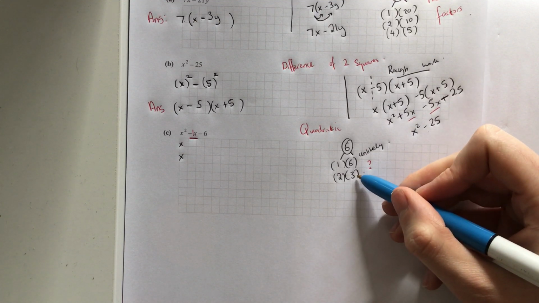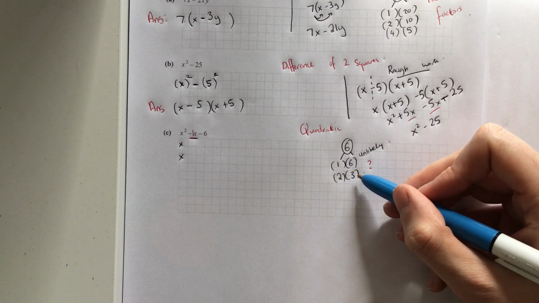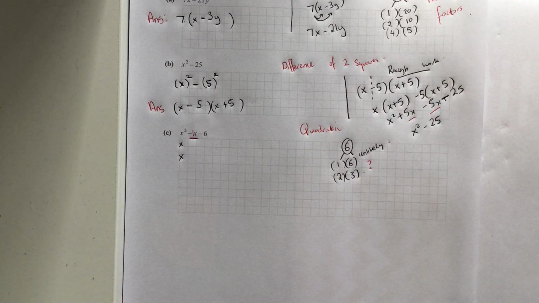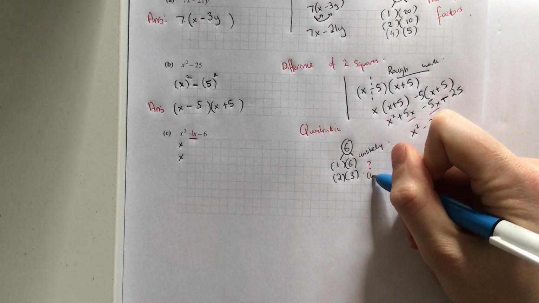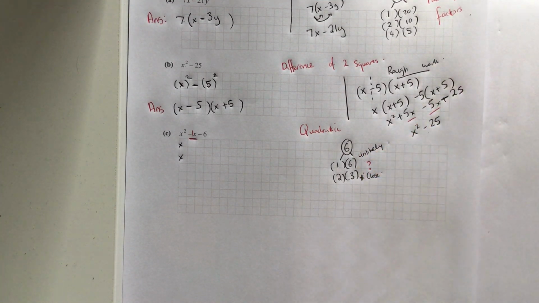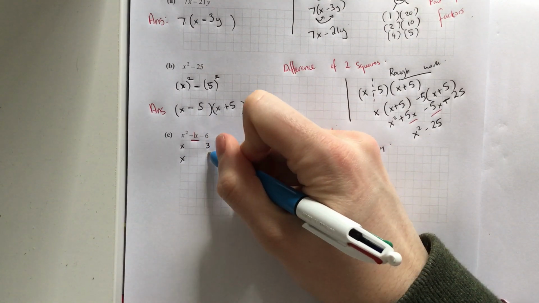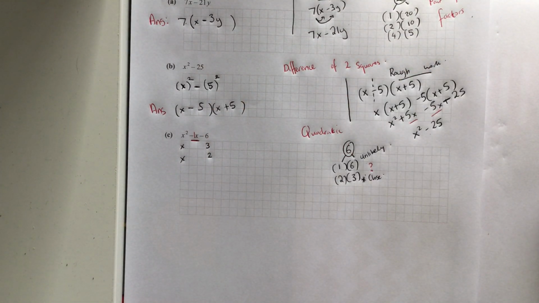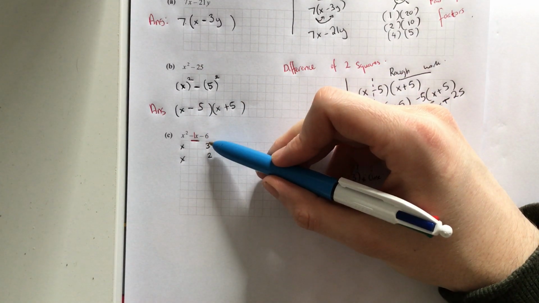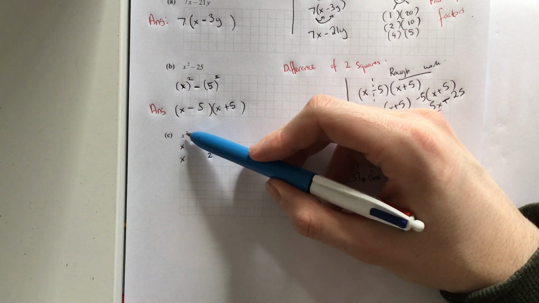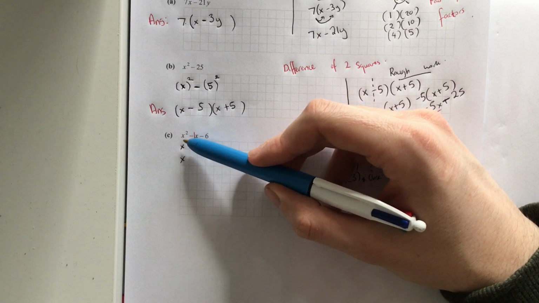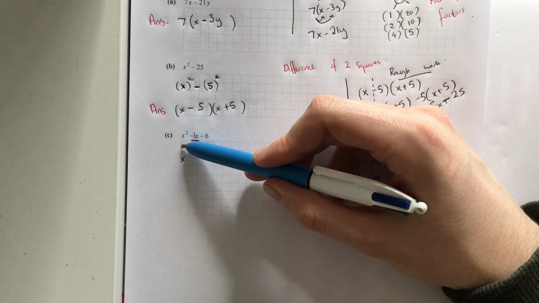However, if we look at 3 plus 2, that gives us 5, and 3 minus 2 gives us 1. So that's pretty close. So how about we try this one? Okay, 3 and 2. Now, remember we said that to get x squared, it's what multiplied by itself gives x squared, x by x.